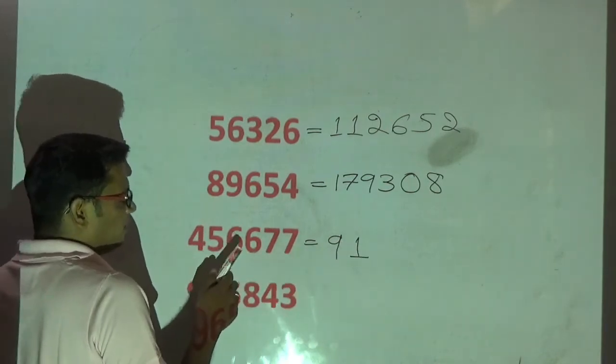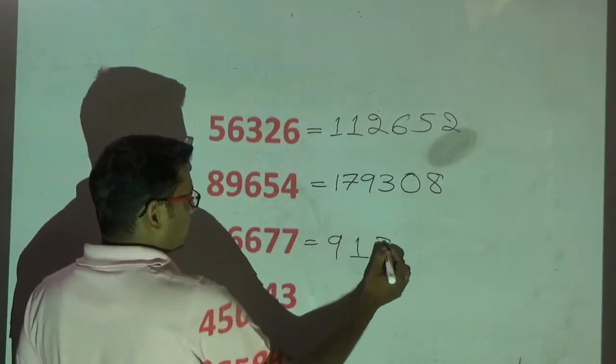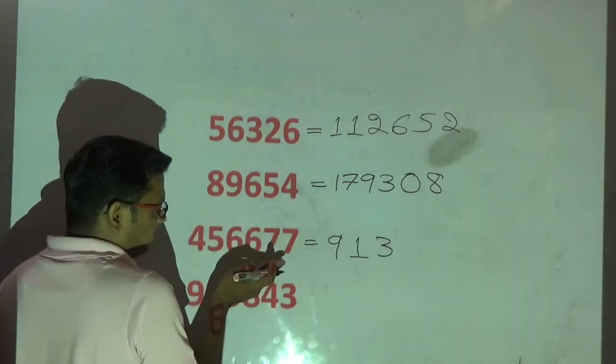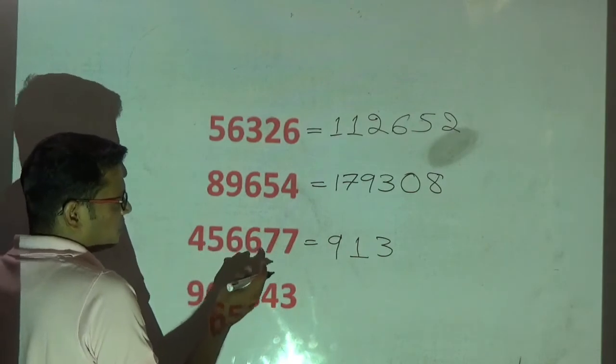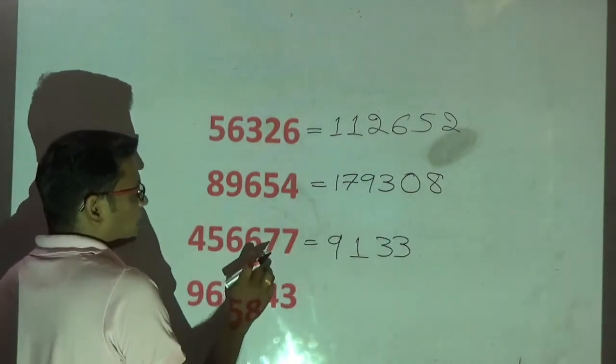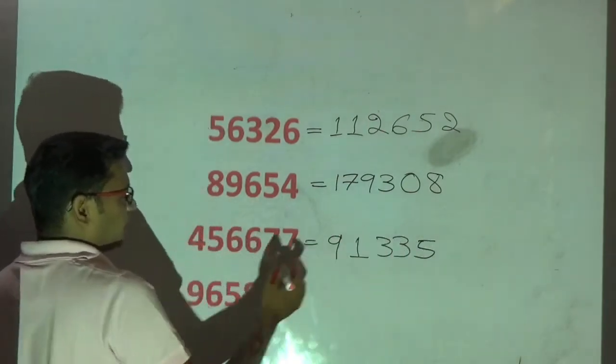Next, 6. Double of 6, 12. Next number is more than 5. Therefore, write 13. Write the end digit, that is 3. 6 double is 12. And next number is more than 5. Therefore, plus 1. 12 plus 1 is 13. Write the end digit only. Next number is 7. Double of 7, 14. Next number is more than 5. Therefore, 14 plus 1, 15. Write end digit only.